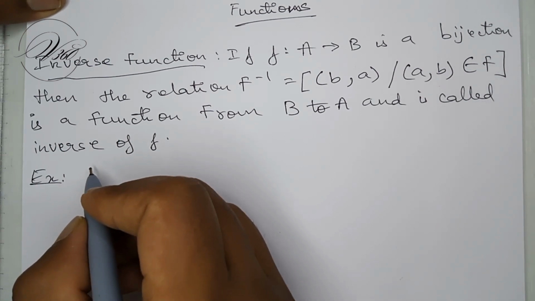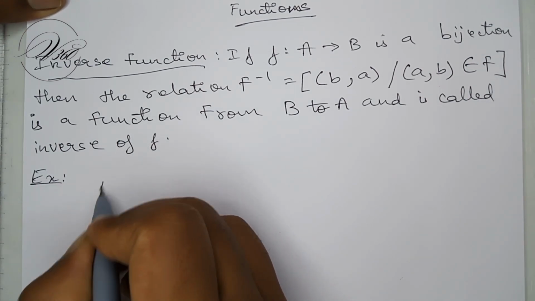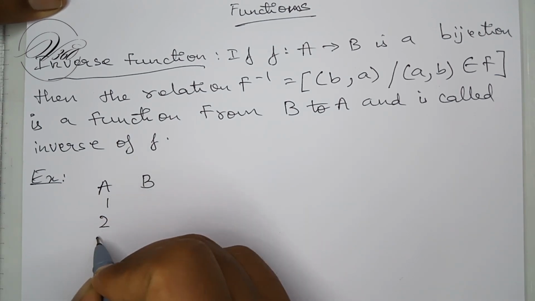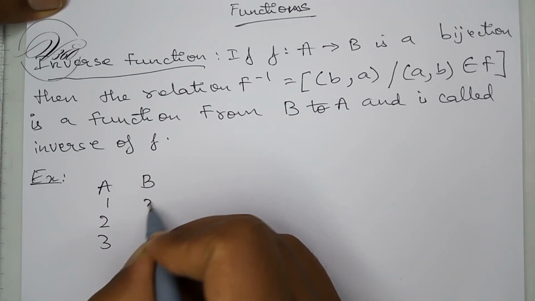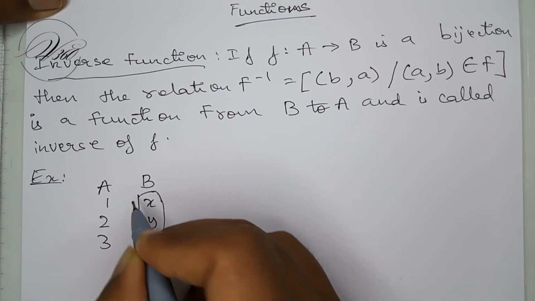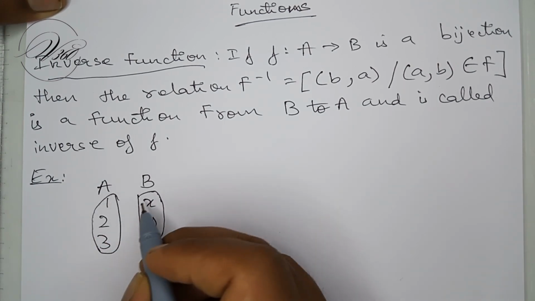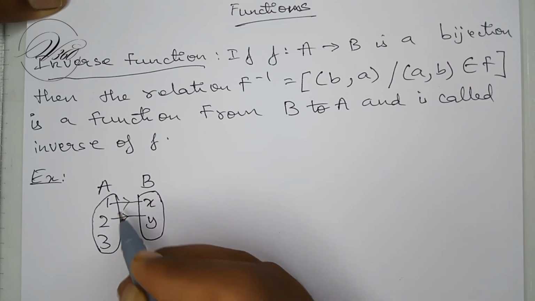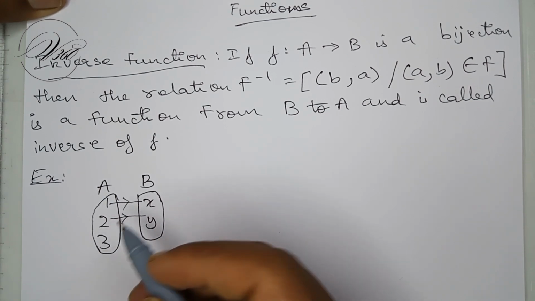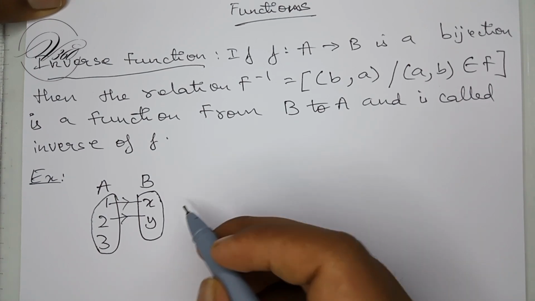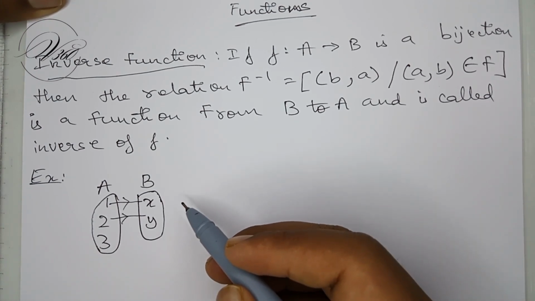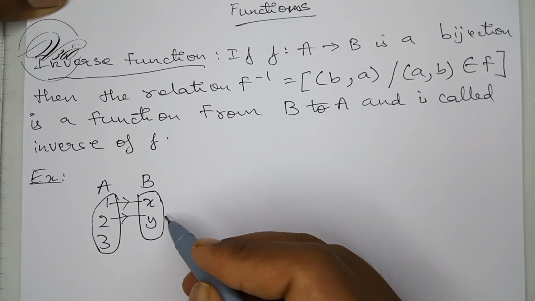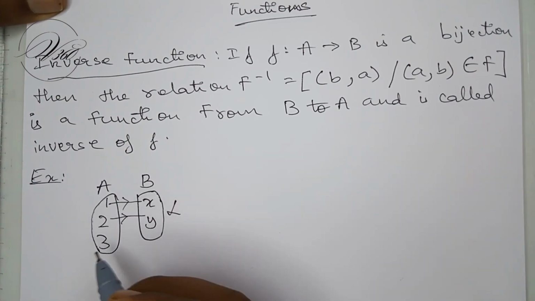Okay. Example: A and B pair is there. We'll take 1, 2, 3 in the domain and x, y in the codomain. Now there should not be any element remaining in the domain, but it could be in the codomain. So this is normally not a function. So how can it be an inverse function? That's why it is not an inverse function.